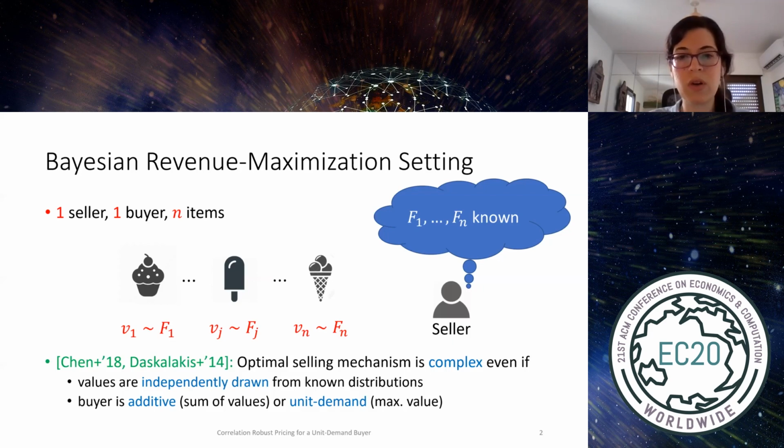From previous work, we know that even in this simple setting, the optimal selling mechanism is very complex on multiple levels, including computationally complex. This happens even if values are independently drawn from the known distributions, and even if the buyer is additive, meaning that her value for a set of items is just the sum of values for the items, or if she's unit demand, meaning that her value for a set is the maximum value for any item in the set. Okay, so a unit demand buyer is a buyer with willpower, and she's only going to have one of the desserts.